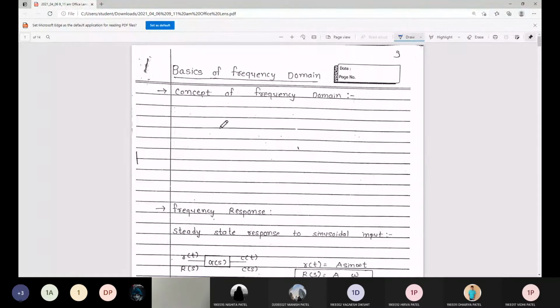The basics of frequency domain is, previously we were using a time domain input, but right now we are having a frequency input. So we will be having an input of r(t) in terms of time domain, and we will be getting c(t) at the output side. Instead of this t, we will be having some omega now.